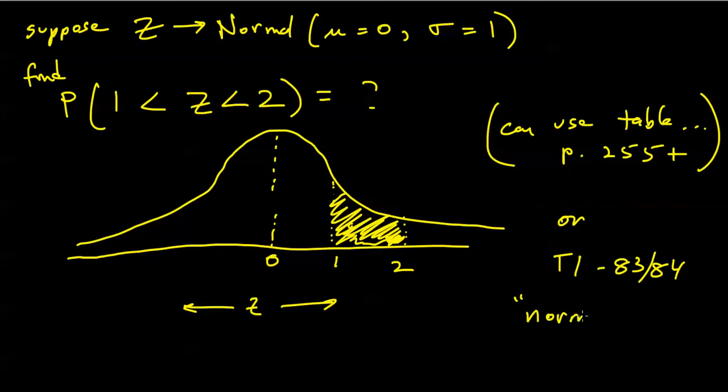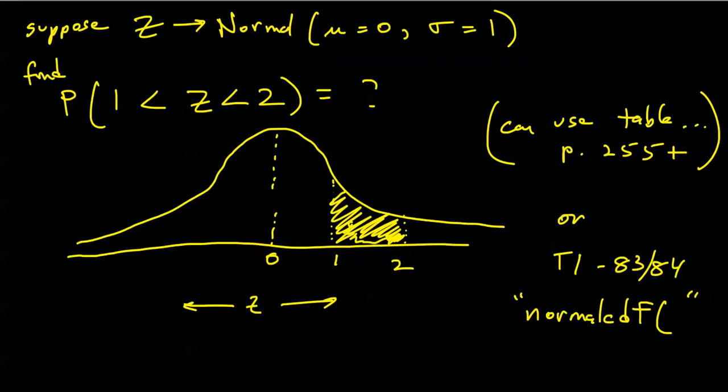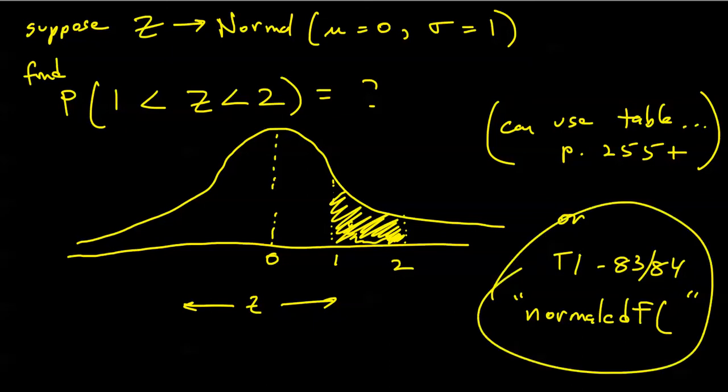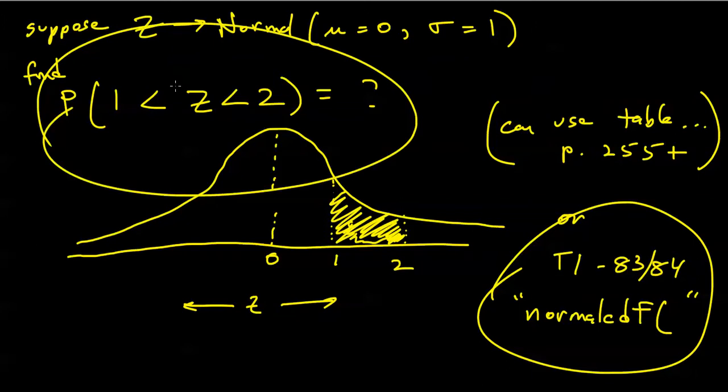It's called the normal CDF command, C standing for cumulative distribution function. Basically we're accumulating all possibilities in this example between 1 and 2. Let me show you how to access this command and use it in this particular example. We want the probability that z, a randomly selected z value, is between 1 and 2. That is our goal.